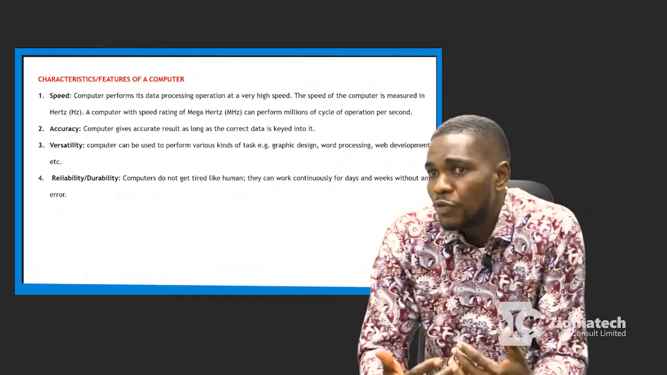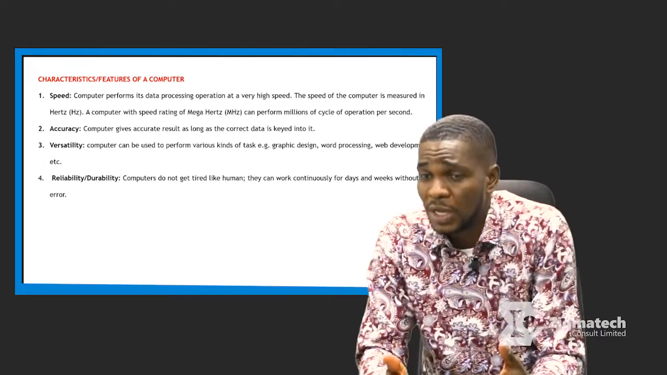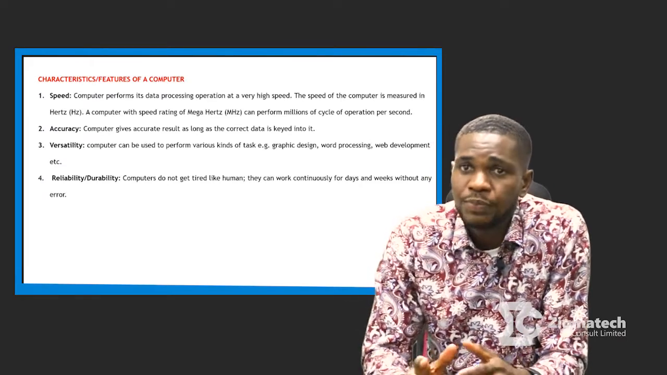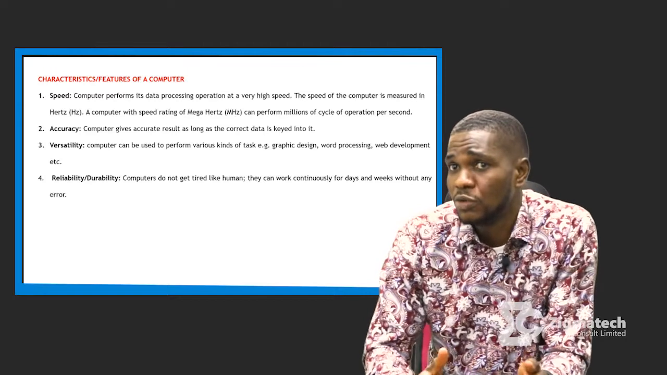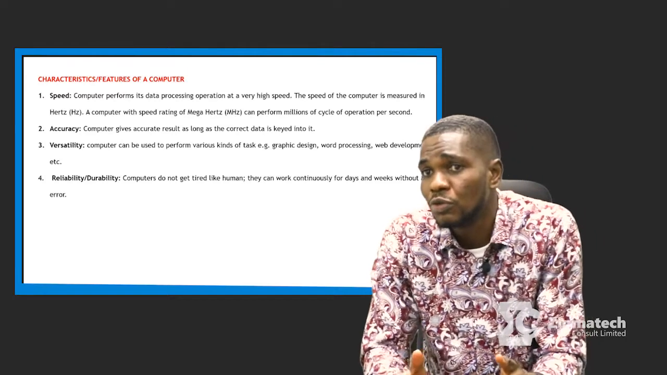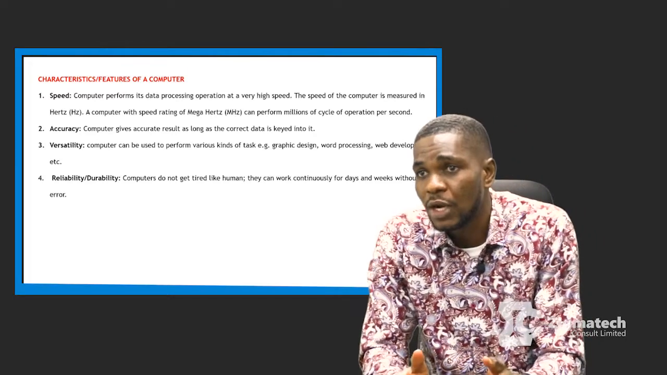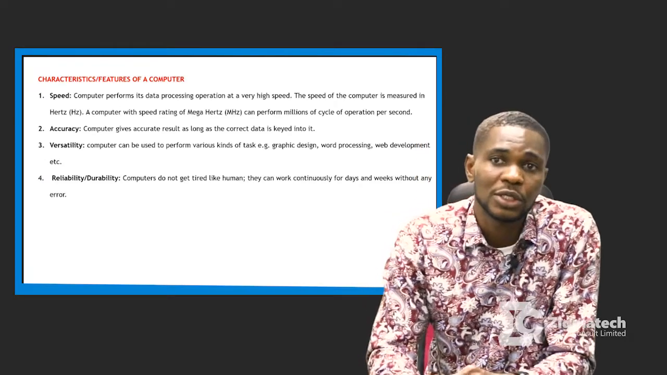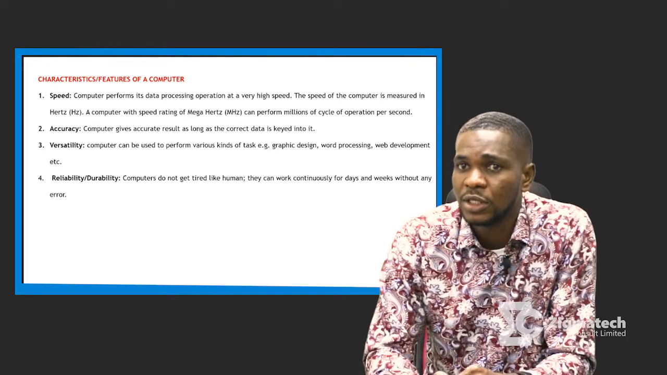So when you want to perform an operation that you feel is complex but you need it in a very short period of time, you look at the computer as a tool for data processing. You wouldn't want to perform that data processing manually or mechanically, so we resort to the computer as a tool for data processing. The next is accuracy.